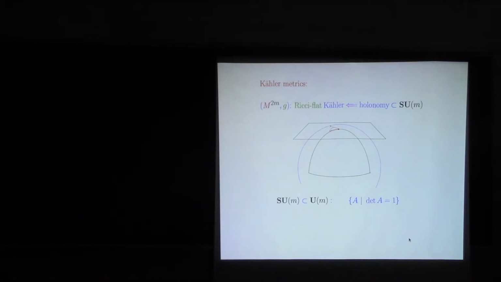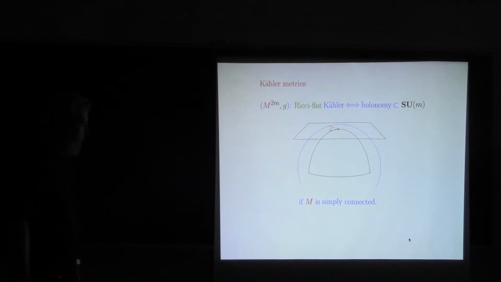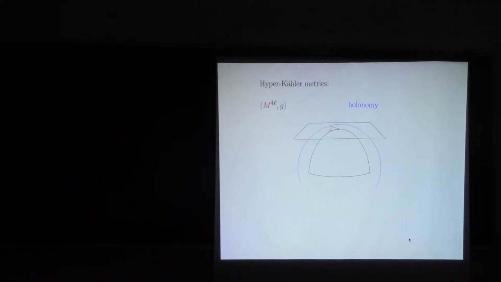So here the special unitary group consists of unitary transformations which have complex determinant 1. So for a manifold that's simply connected, saying being Ricci flat Kähler is exactly the same as saying its holonomy is contained in the special unitary group. Hyperkähler metrics are those where the holonomy is instead contained in the symplectic or the quaternionic group.